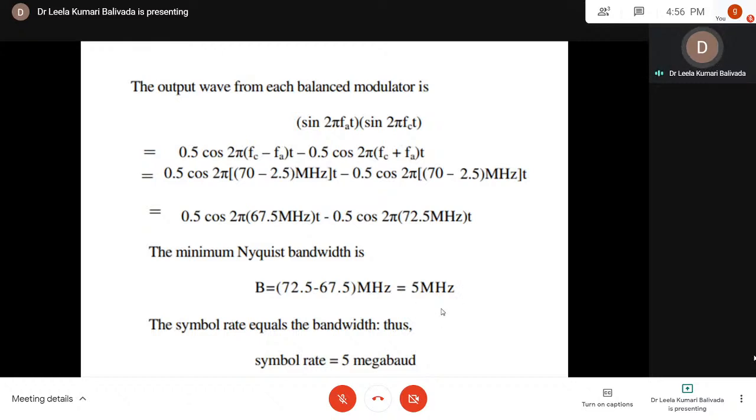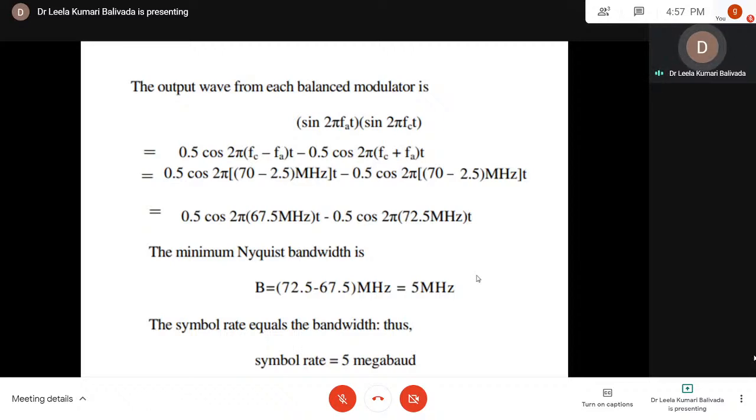In the case of BPSK, in the last class we derived the minimum Nyquist bandwidth for the same problem, which was 10 megahertz, since the upper sideband frequency for BPSK is 75 megahertz and the lower frequency is 65 megahertz. The difference is 10 megahertz. For QPSK, the minimum Nyquist bandwidth was reduced to half, 5 megahertz.